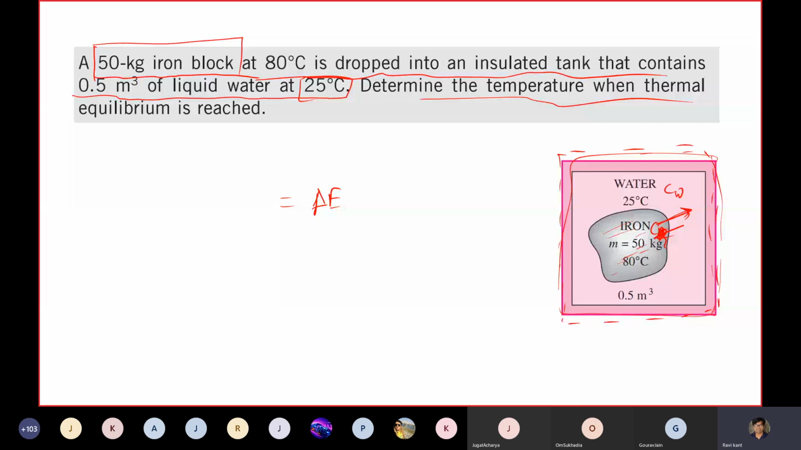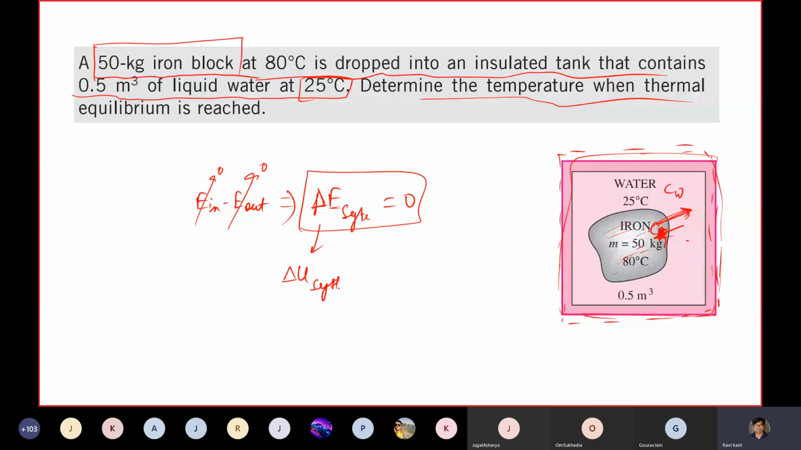So E in minus E out. If anything is coming in or going out, no. There is no in, there is no out. So the change in internal energy of the whole system would be 0. That is my starting point. So what is my change in internal energy? Whatever this thing has given up, it has taken up. Since this is a stationary system, delta U system is equal to 0.